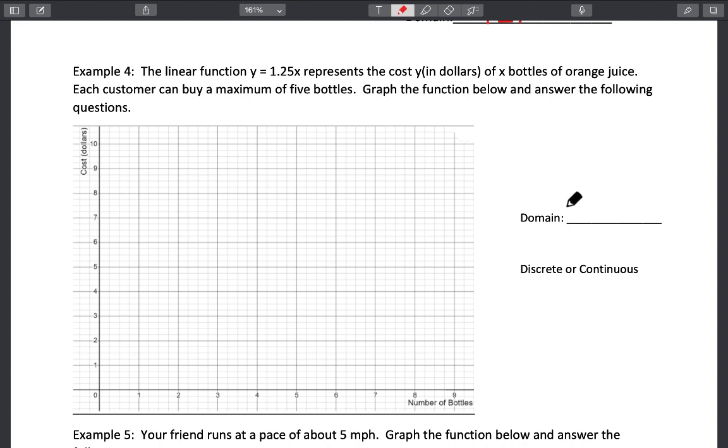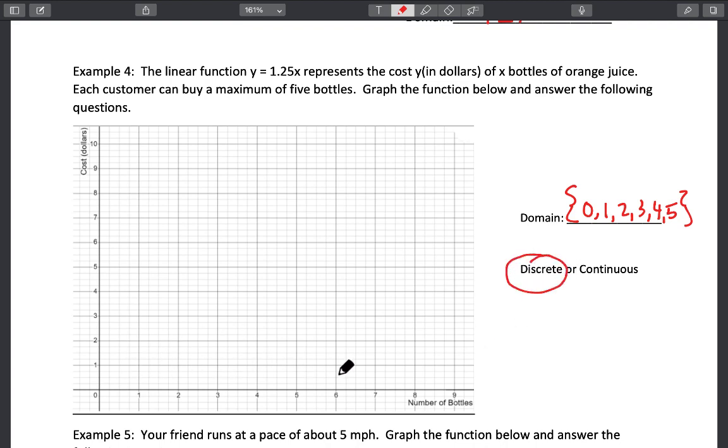All right, so let's graph this and think about your different inputs and your different outputs. Your inputs, remember, are your domain. So I could purchase 0 bottles of orange juice. I could purchase 1, 2, 3, all the way up to 5 bottles of orange juice. Now keep in mind, these are just whole numbers. I cannot purchase 1.5 bottles, 2 1/3 bottles. So this is a discrete domain. It is not going to be continuous.